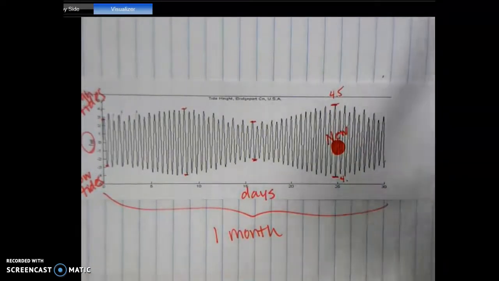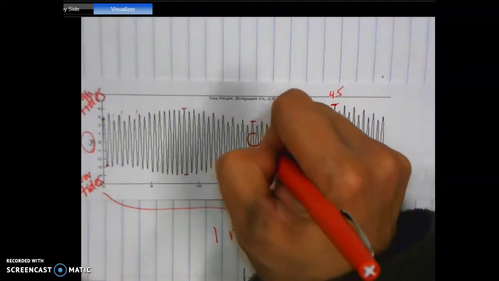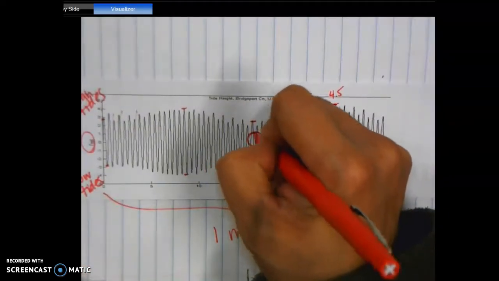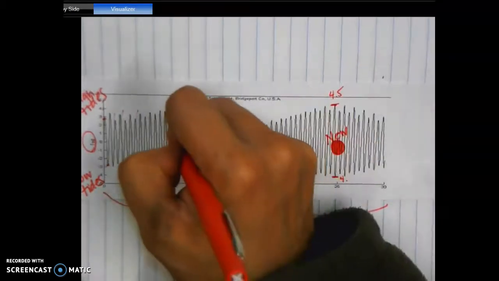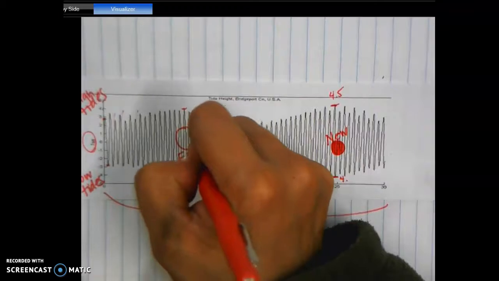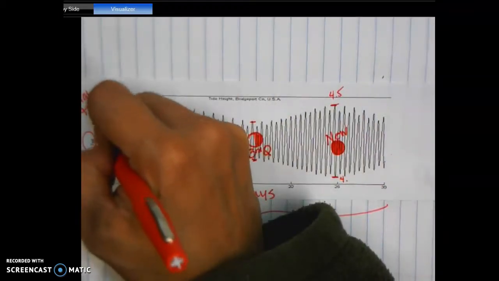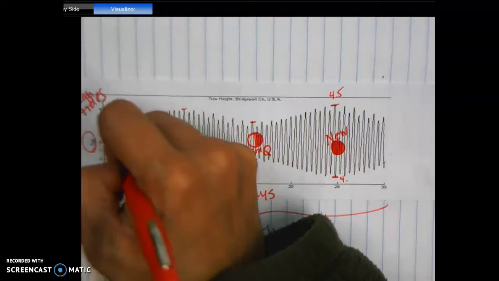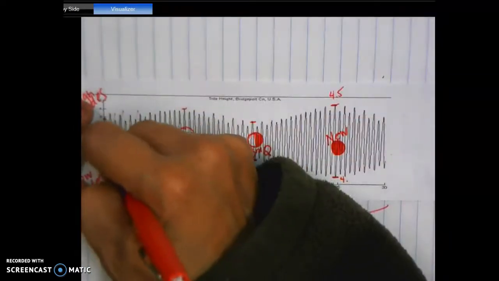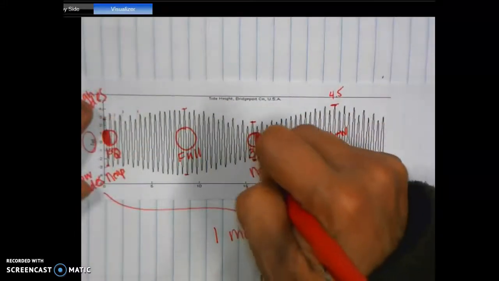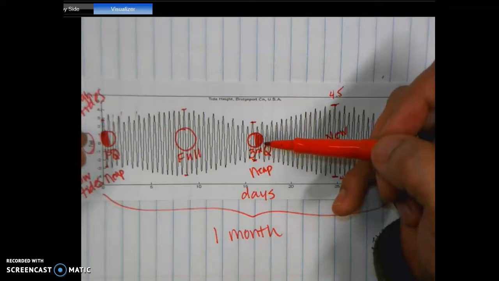And then if I work backwards, if this is my new moon, then the quarter in front of that one right there is going to be my third quarter. So third quarter. This one would be my full moon. And this one over here would be my first quarter. So just by looking at this, you can tell where your neap tides are. Remember, the neap tides are going to be where your quarter moons are working against your moon.